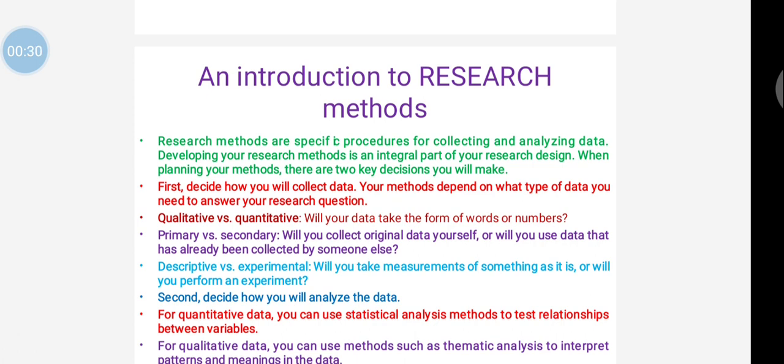When planning your methods, there are two key designs you will make. First, decide how will you collect data. Your methods depend on what type of data you need to answer your research question. Qualitative versus quantitative: will your data take the form of words or numbers? Primary versus secondary: will you collect original data yourself or will you use data that has already been collected by someone else? Then descriptive versus experimental: will you take measurement of something as it is or will you perform an experiment?